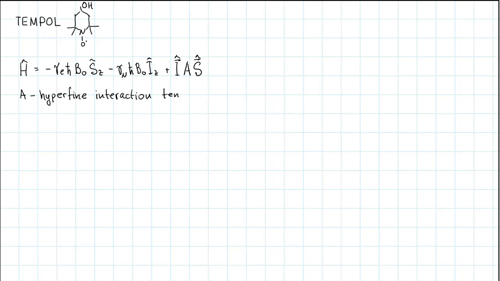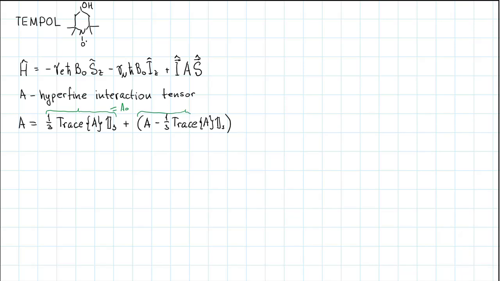Okay, let's take a closer look at the tensor A. We will present it as a sum of two tensors. The first tensor is a unit matrix 3 by 3 multiplied by the trace of A divided by 3. And the second tensor is the rest that is left from A. I will denote the first tensor as A0 and the second tensor as A bar. Obviously, the trace of A bar is equal to 0.